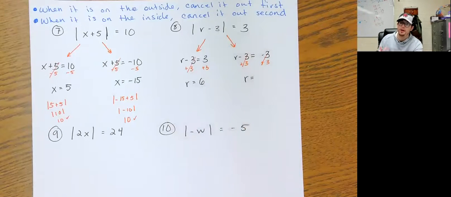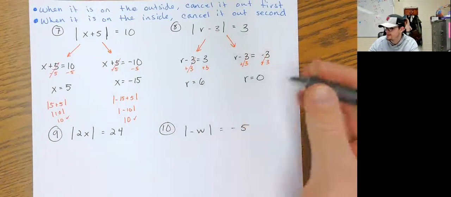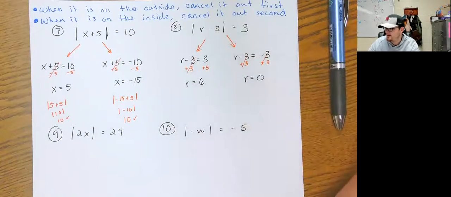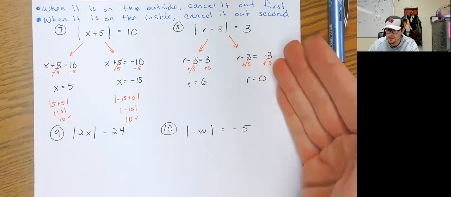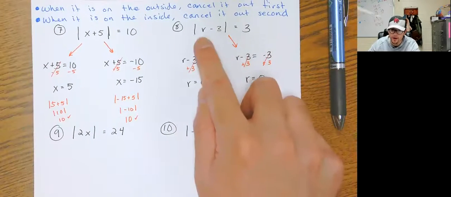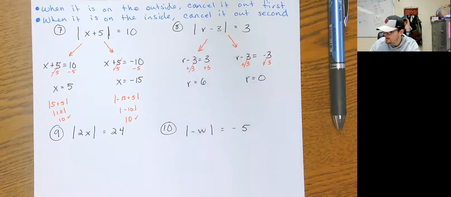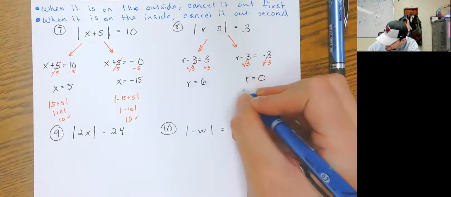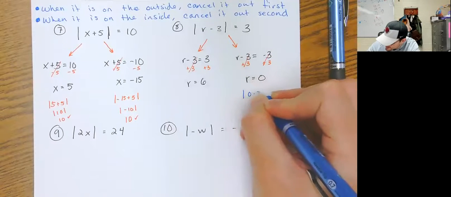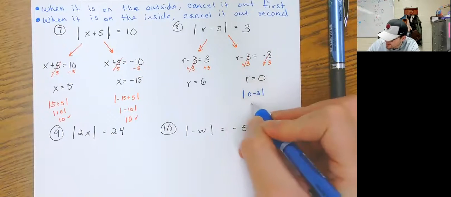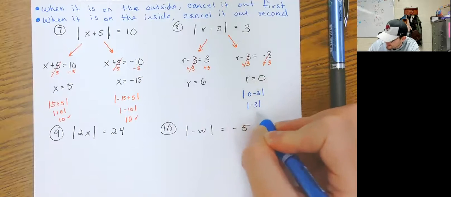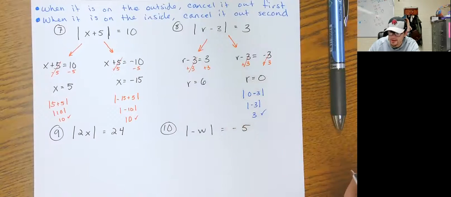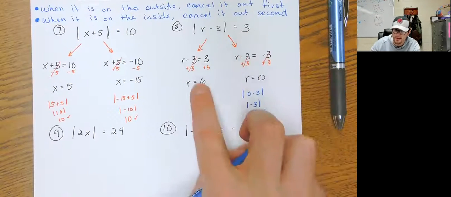Over here, this cancels out, and when things cancel out, what I'm really saying is it equaled 0, so I get 0. And again, if you were to double check this, if you were to substitute it in for r, the absolute value of 0 minus 3 would give negative 3, and then the absolute value gives positive 3. So that works.